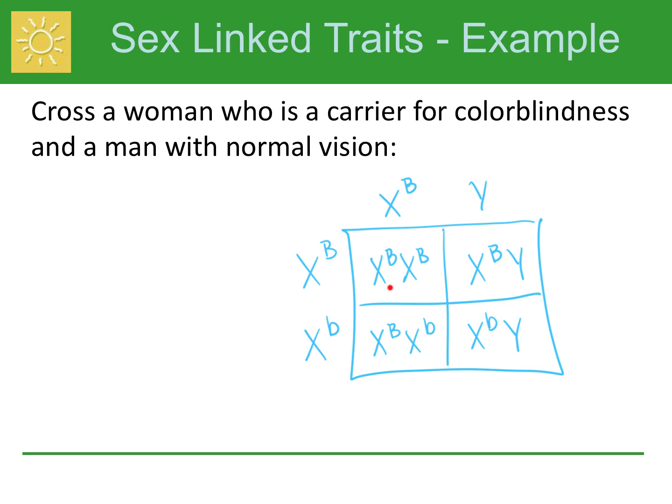All right, so in this case for the daughters, this one is going to have normal vision and this one will have normal vision. So there's a 0% chance their daughter will be colorblind. And then if we look at their sons, we have X big B and X little b. So 50% chance their son is colorblind.